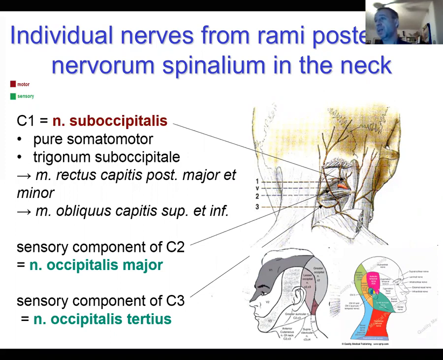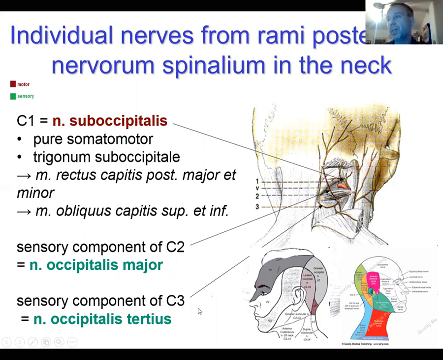So when we talk about the C1, then the C1 is pure somatomotor, and it's because it does not contain the posterior root. The first cervical spinal nerve has no posterior root. No posterior root means no sensory information. So we have pure somatomotor fibers, and the posterior branch of the first cervical nerve is called suboccipital nerve, and it supplies the four muscles forming the suboccipital triangle, which is lesser and greater posterior rectus capitis muscle and superior inferior obliquus capitis muscle. So they form a suboccipital triangle in this area.